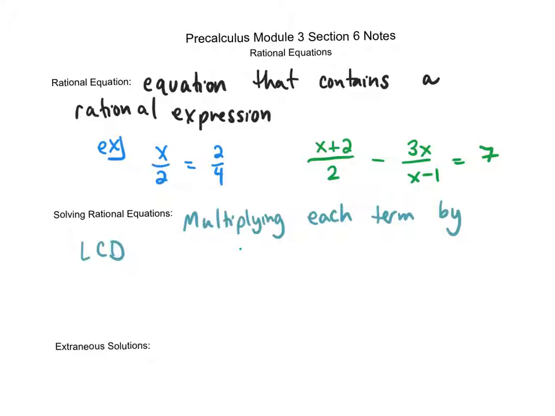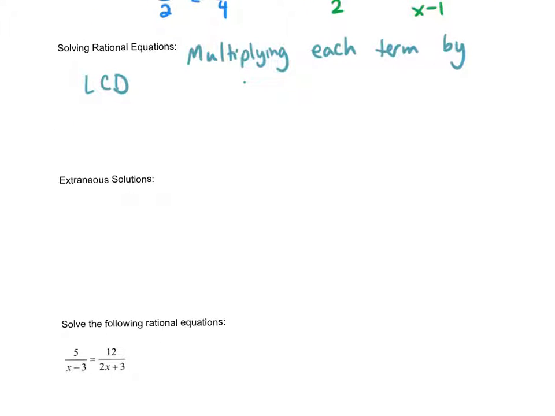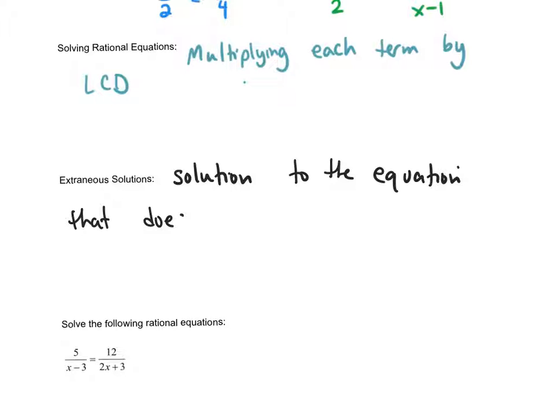The one problem with a rational equation when you solve them is you'll sometimes get what is called an extraneous solution. An extraneous solution is essentially a solution to the equation that does not check. The way this happens in a rational equation is something that makes the denominator 0. We've talked lots of times how the denominator cannot be 0. So if you have a solution that makes the denominator 0, it can't be a solution.